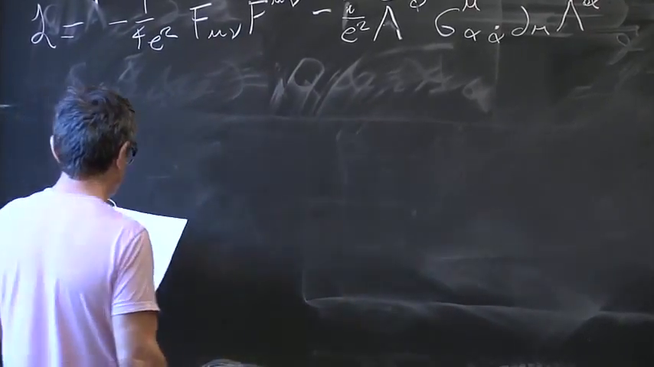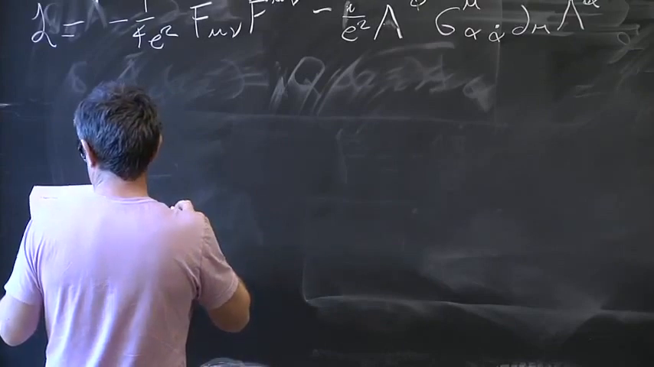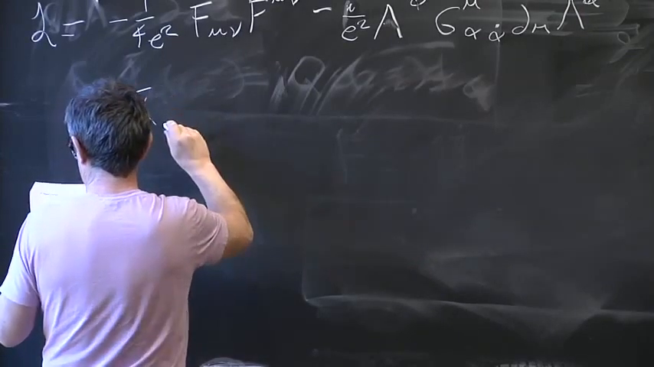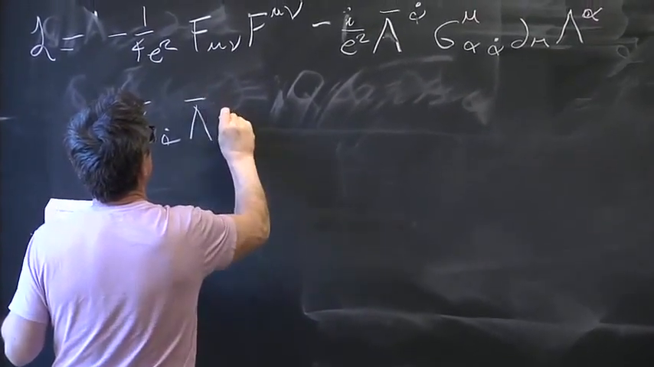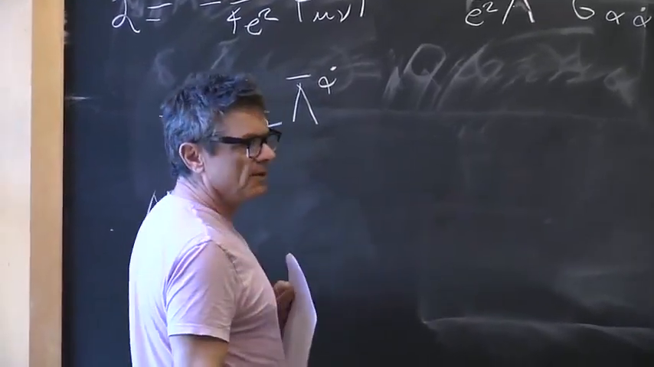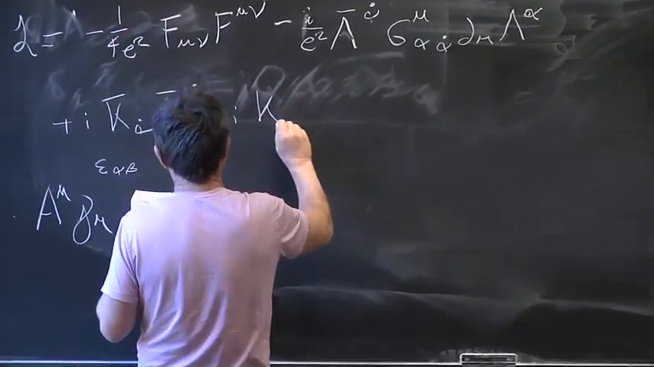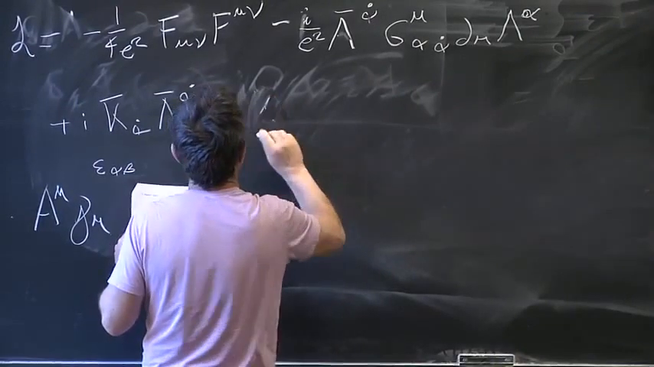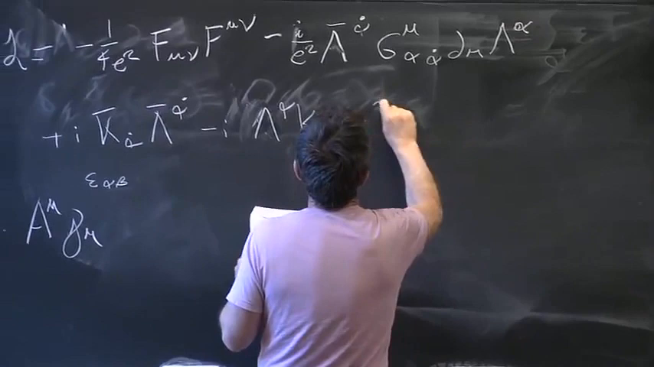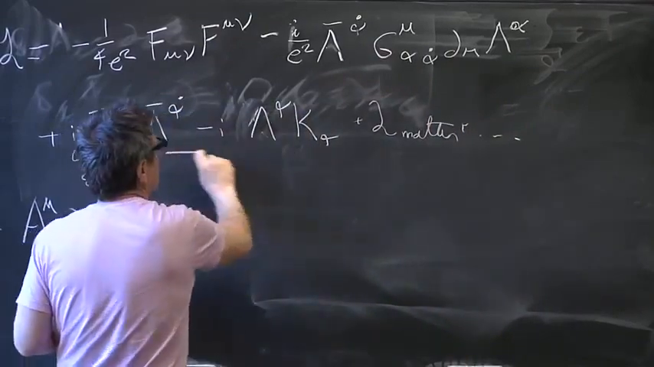But when you have a photino, the coupling we can write as i k bar alpha dot lambda bar alpha dot. And these alpha and alpha dot indices are raised and lowered with the SL2C invariant epsilon alpha beta, minus i k minus i lambda alpha k alpha, and then there's plus the matter Lagrangian plus a lot more couplings between here. But this is the only term that I care about.